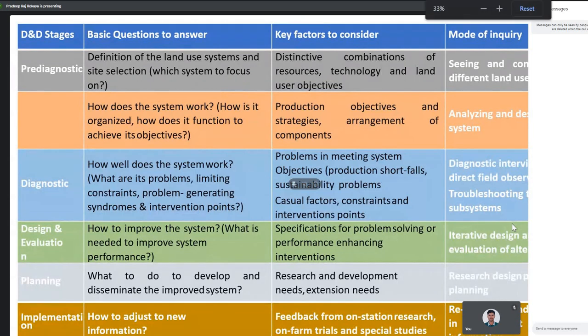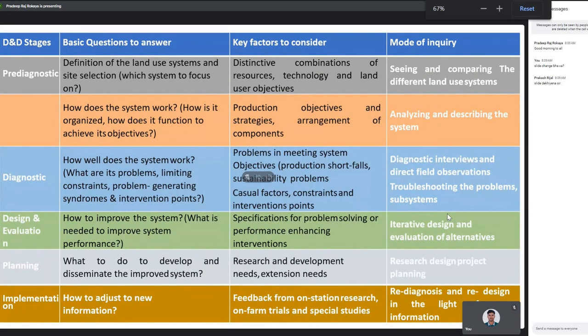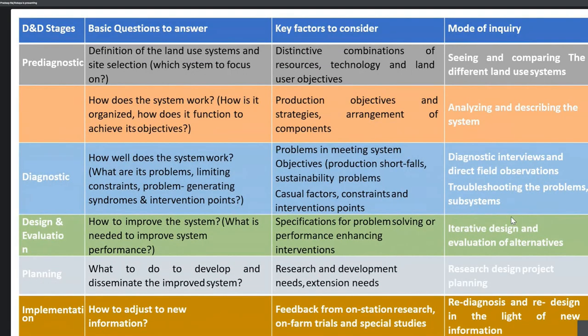Mode of inquiry. Just a pre-diagnosis: definition of the land use system and the site selection. The basic question to answer focuses on how the system works, how it is organized, how it functions to achieve its objective. The key factors are the land use objectives, production shortfalls, sustainability problems, causal factors, constraints and intervention points. And the mode of inquiry: the diagnostic interview, direct field observation and troubleshooting of the problems and subsystems.